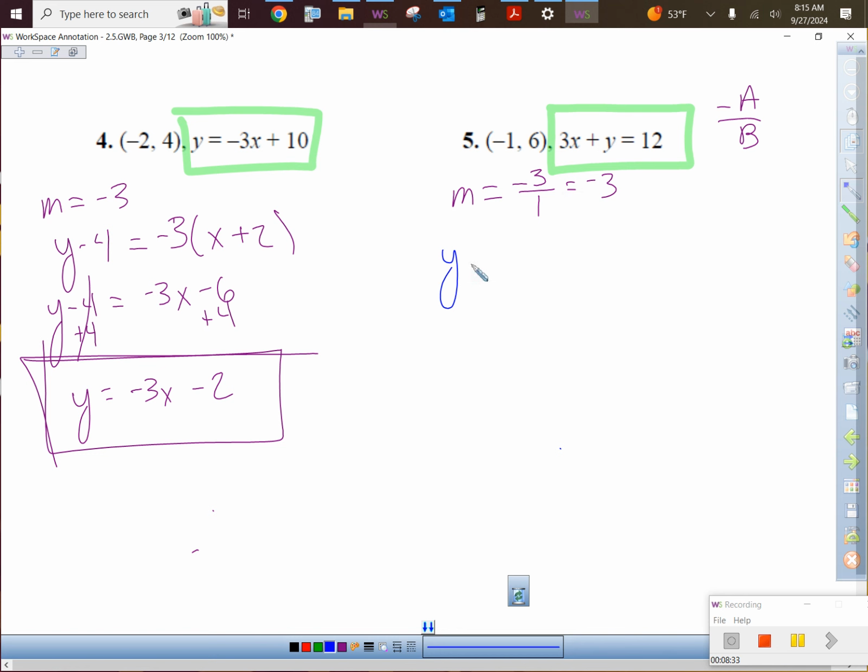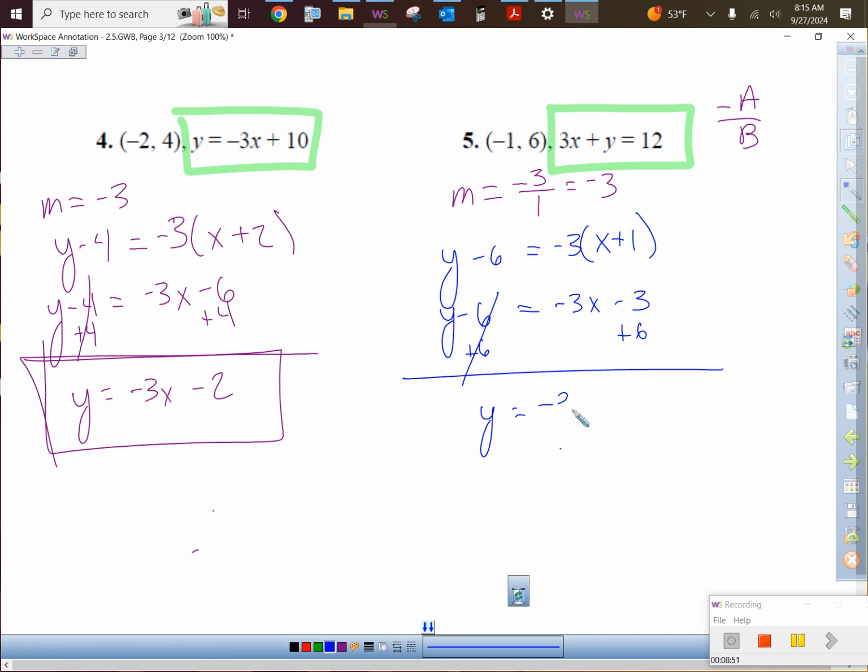So y minus 6 equals -3 times x plus 1. Plus 6. If you are a person who on homework continues to get questions wrong because of sign errors, maybe you should start showing more baby steps, right? Sign errors usually happen from people who don't understand that you have to do the opposite to get it over there. You know? Cool?